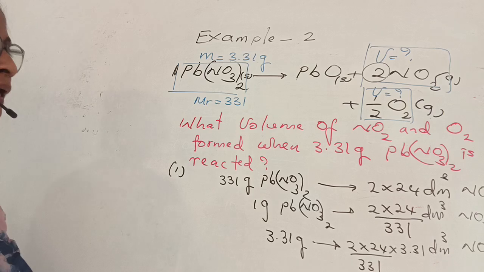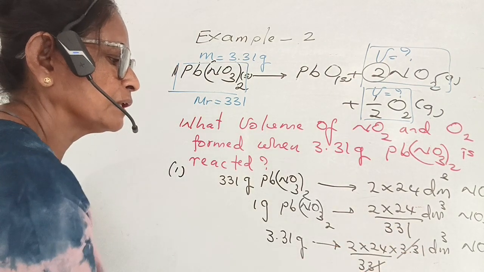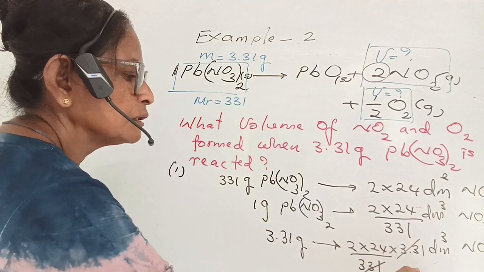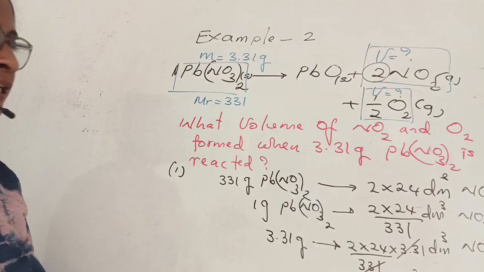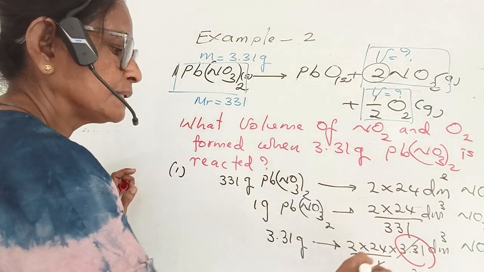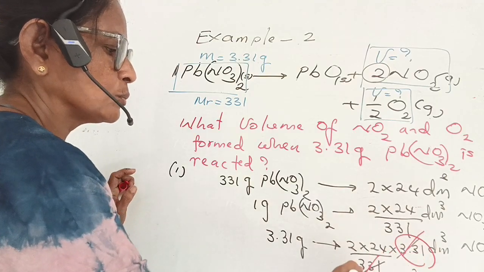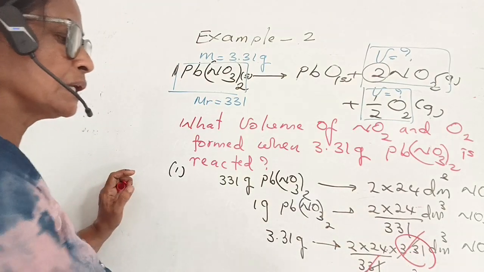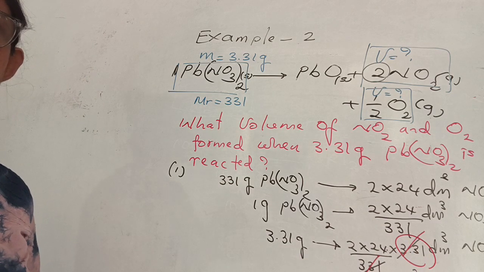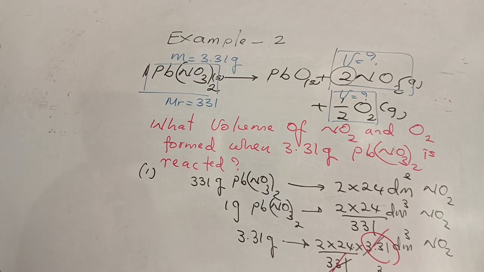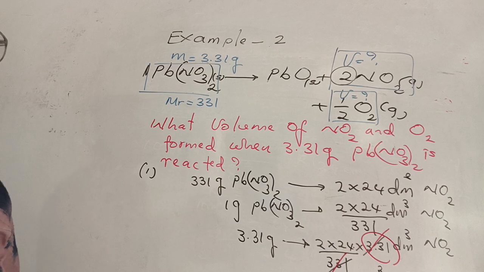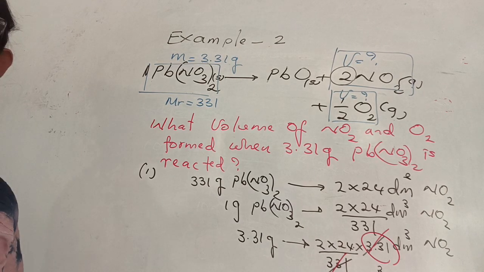We can simplify that. 331 into 3.31 gives 10 to the power minus 2. I didn't use a calculator, because 331 gets cancelled with this one. 2 times 24 is 48, times 10 to the power minus 2 becomes 0.48 decimeter cube of nitrogen dioxide. So the answer comes as 0.48 without even using the calculator. It is much faster if you simplify in this way.